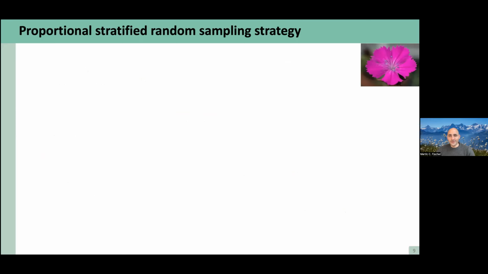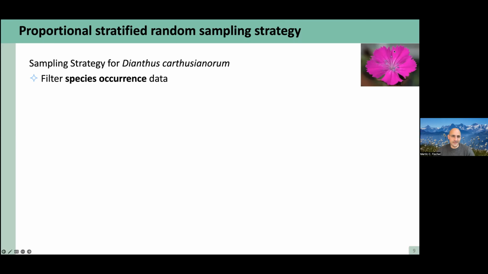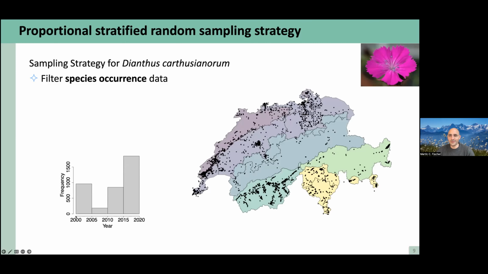So, of course, the first step in such a monitoring program is to figure out how we should sample these different individuals, populations, and species across Switzerland. And we came up with a proportional stratified random sampling strategy. I will show you how we developed this sampling strategy using the example of Dianthus carthusianorum, the Carthusian pink. First of all, we get occurrence data of all the species. Then we restricted the occurrence data to data points starting only in 2000, so that we have more recent locations where the species still occur. And we got maps like this where these species have been recorded.